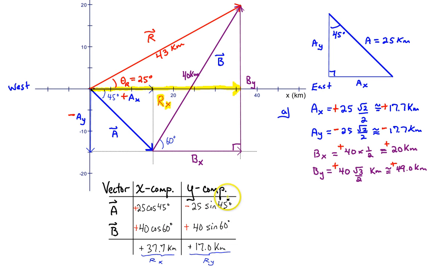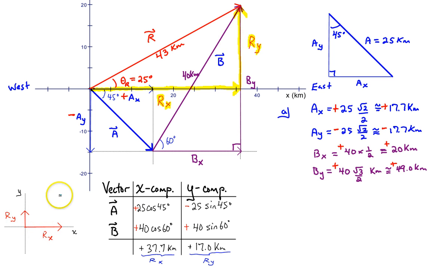Then when you added up the y components, you took this negative amount here, which was about negative 17.7, and then you added the y component of B, which is 49, to it, and you ended up with this resultant right here. These two vectors are always perpendicular to each other because they're along the x and the y axes, so these form a nice right triangle.